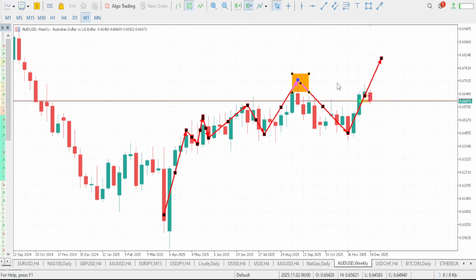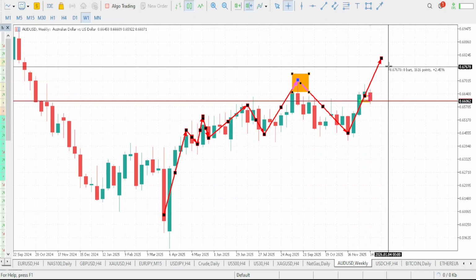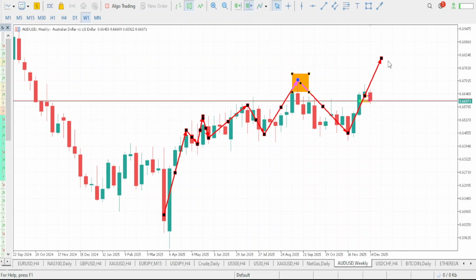So for position traders, this is still a good opportunity for you to hop in on the buy, as the market will still very much push up to form a new high, thereby giving us more than 200 pips in profit. So basically, more potential movement is possible on our AUD USD.